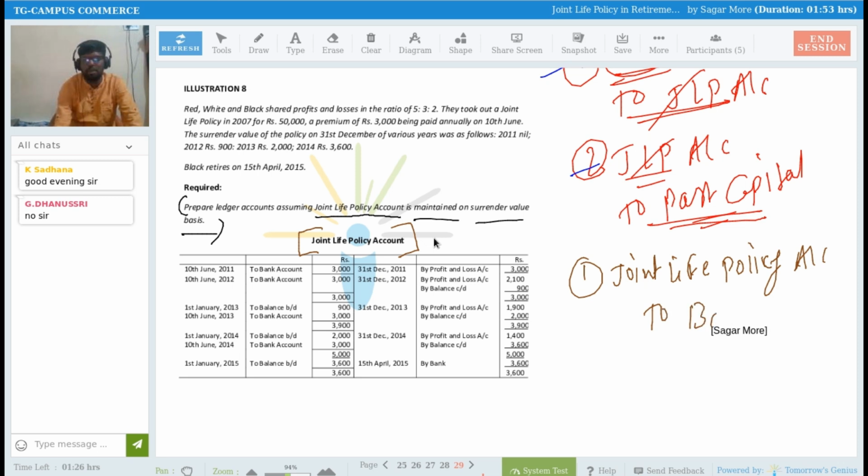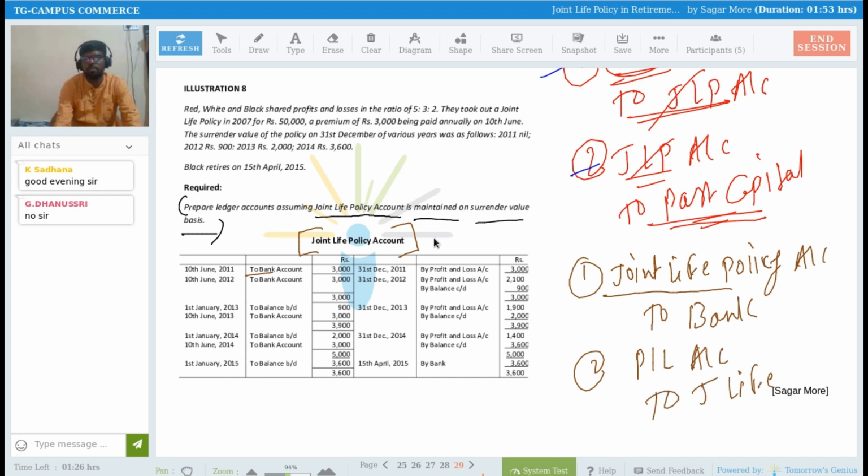And you have done a payment, no, sir. So for payment, there's no alternative to crediting bank account, right? So what I'm doing, instead of debiting joint life policy premium account, I'm debiting only joint life policy account, right? So payment to bank, I have done a payment. So after making payment, what I need to do? Simply I need to transfer this amount towards profit and loss account. So I need to debit profit and loss account, credit joint life policy account. That's it. So 3,000 rupees I have transferred. Understood this?